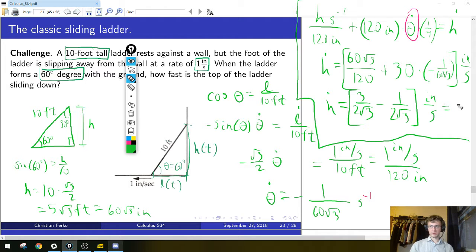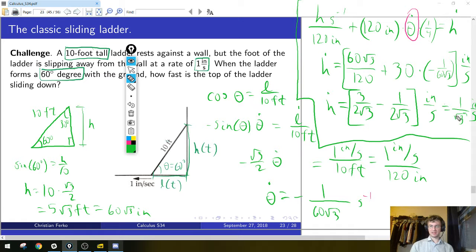Something's wrong. Why is the sign wrong? Somewhere we dropped a sign here. What we found was 1 over root 3 inches per second. Something seems wrong because the height is the vertical extent of the ladder. So if this thing is sliding down, I think the answer for h dot should be negative, right? The answer for h dot should be negative since this thing is getting shorter. It's decreasing in height. So do you see where I dropped a minus sign somewhere?